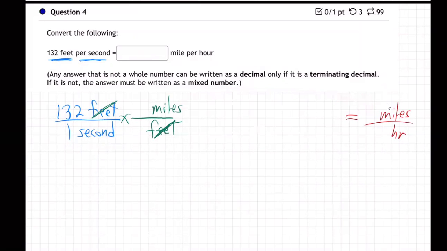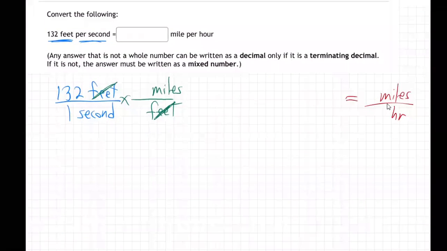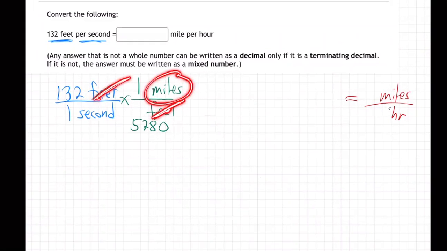And what's the connection between feet and miles? Well, right here, I gave you on your exam 1 notes at the top of the unit 1 module, 1 mile is 5,280 feet. So we come back and go, okay, we can do that. 1 mile, 5,280 feet. Okay, so now if we stop the problem right now, feet are gone, they've cross canceled. What's left? Miles on the top, which is good, that's what we want.